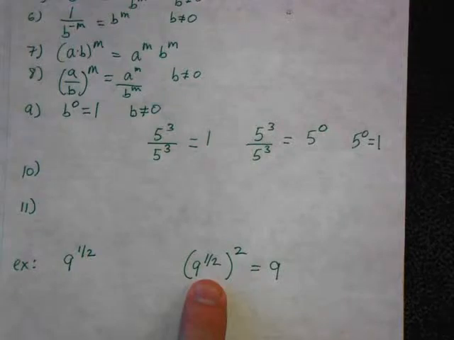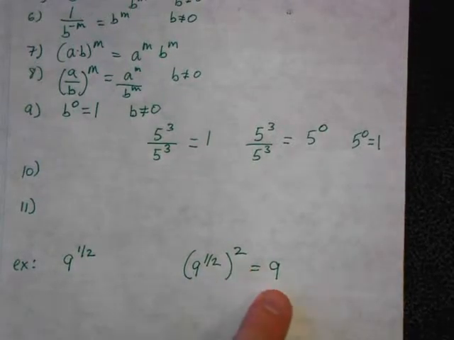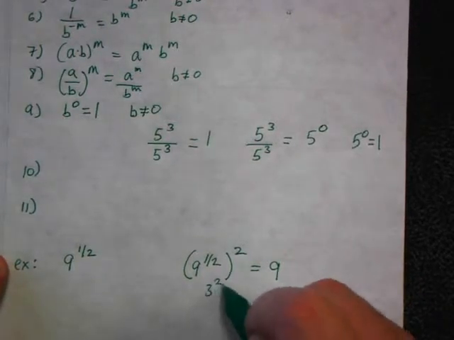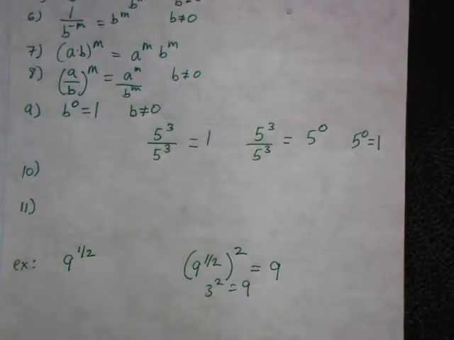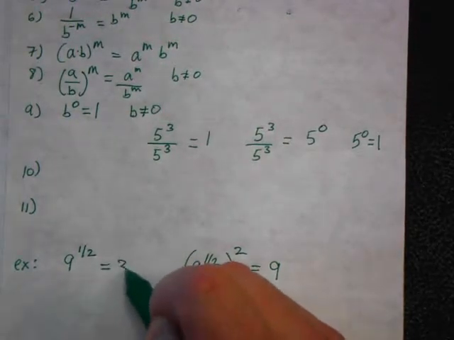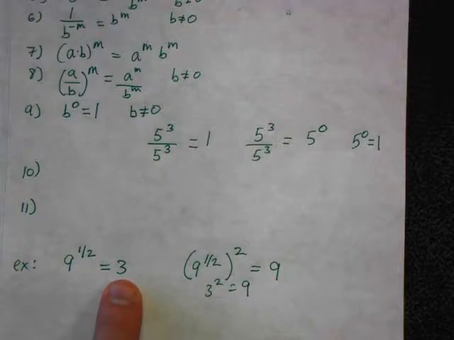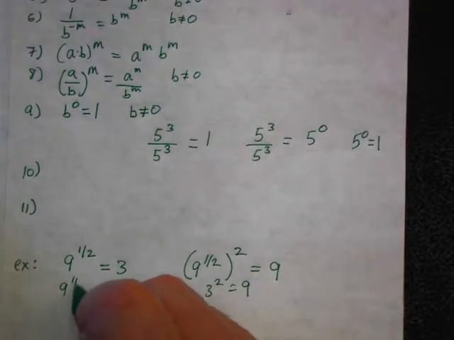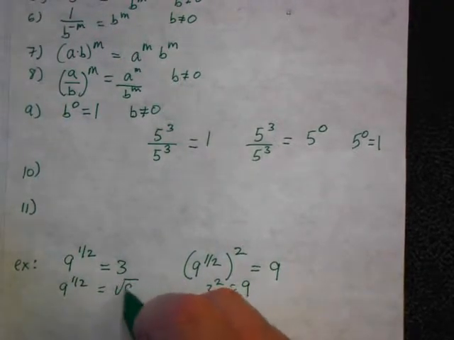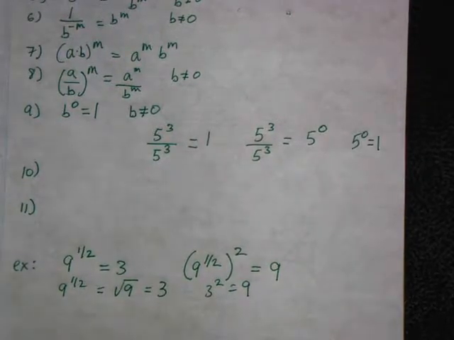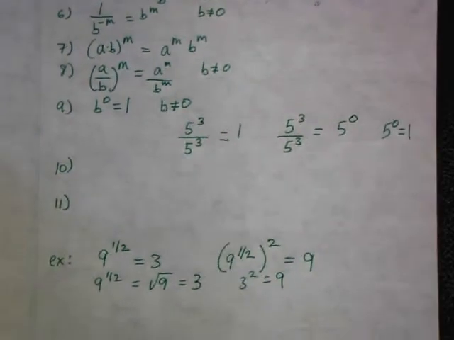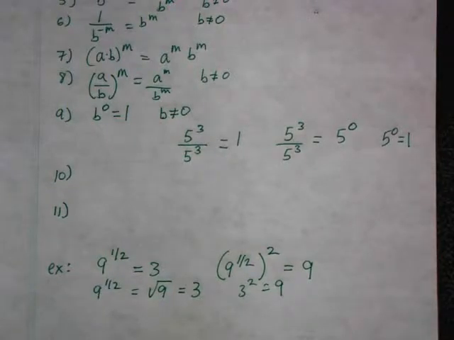What other number do you know that I could take and square and get the answer 9? 3. So 3 squared is also 9. So how much is 9 to the 1/2? It seems reasonable that it ought to be 3. So what's another name for that? That's the same as the square root. So 9 to the 1/2 is the square root of 9, which is 3. So rational exponents are going to give us roots.